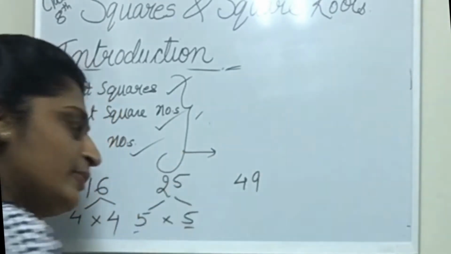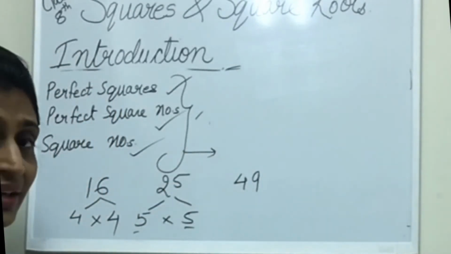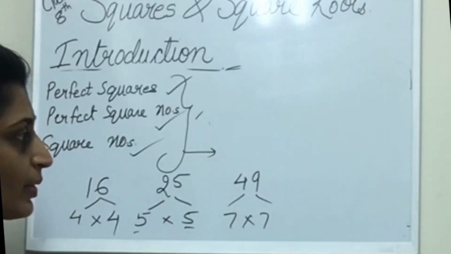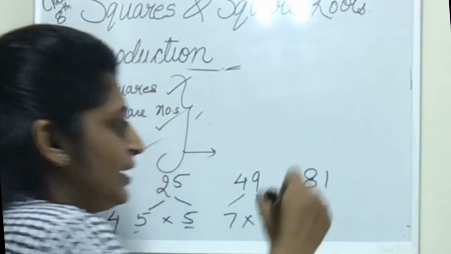Come on, this 49. Is it a perfect square? Yes, 7 times 7 gives me 49. Okay, come on, this 81.